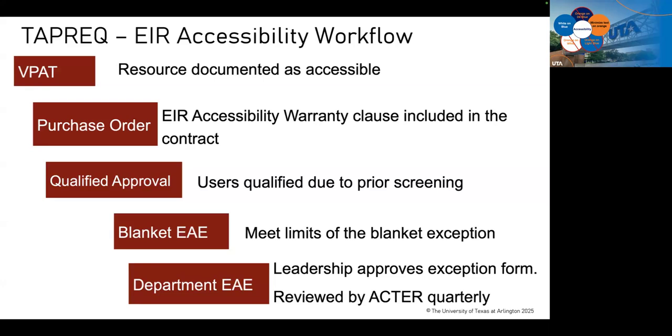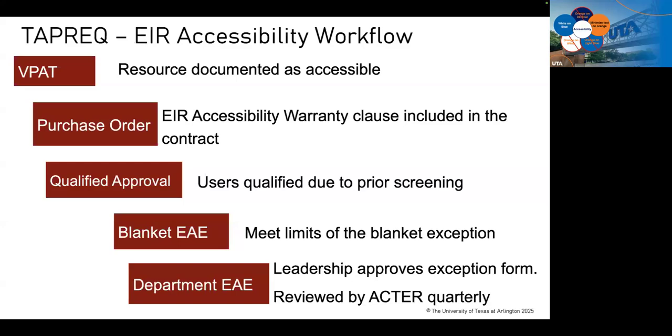Then we have a blanket exception form and two types of department exception forms. EAE, it used to be called EEAAP. It always reminded me of AARP, but anyway, an EAE is an EIR accessibility exception form. Our president allows us to apply a blanket approval that she signed when the resource costs less than $25,000 a year, and it's used by 50 or fewer employees a year, and or 50 or fewer students a year. That's not a semester, that's a year. So roughly 12 kids a semester.